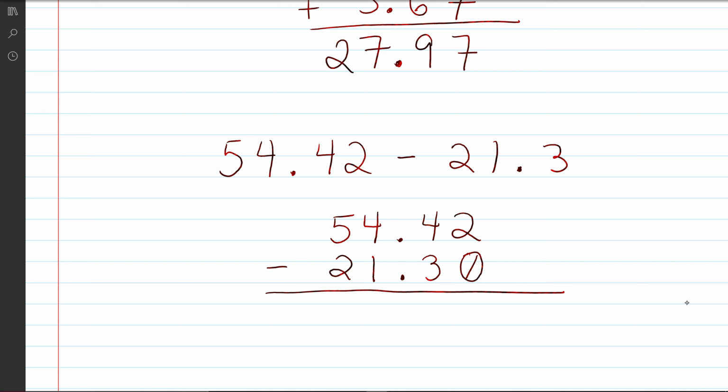So now we just perform a subtraction from right to left. 2 minus 0 is just 2. 4 minus 3 is 1. Decimal point comes straight down. 4 minus 1 is 3. And 5 minus 2 is 3. So here our answer is 33 and 12 hundredths.